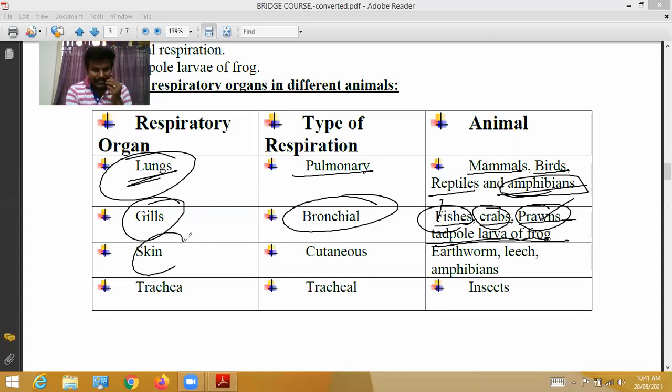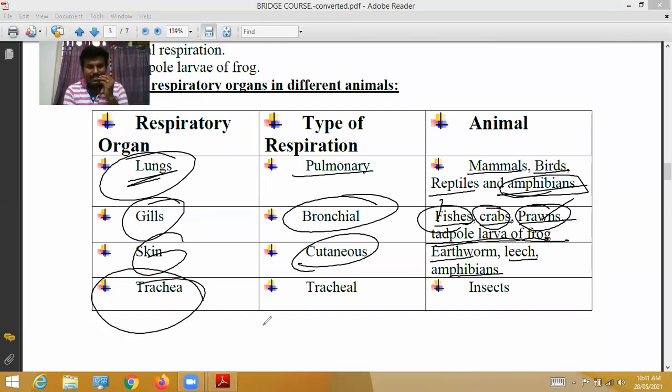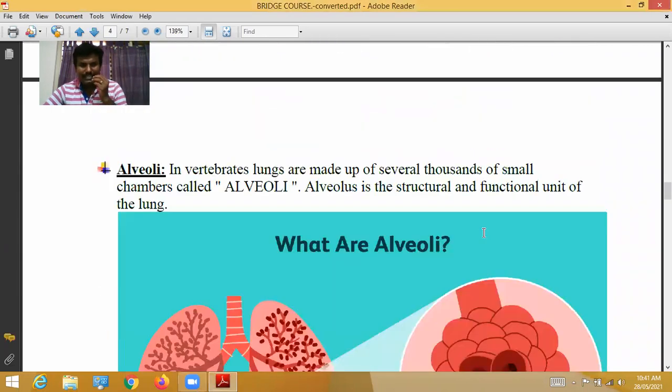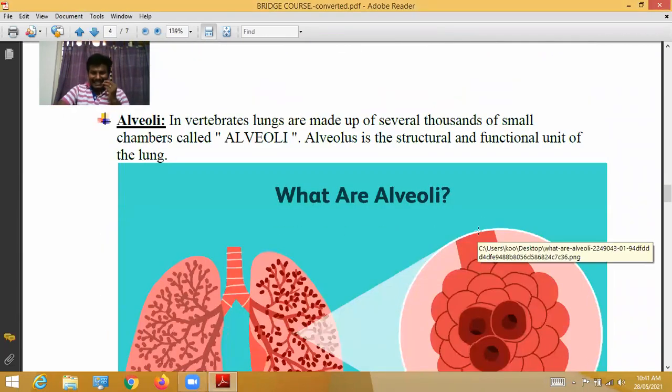The respiration which occurs through skin is called cutaneous respiration: earthworm, leech, amphibians. The respiration which occurs through trachea is called tracheal respiration, found in insects. That's all. Next, we will see alveoli. Everybody knows about alveoli.